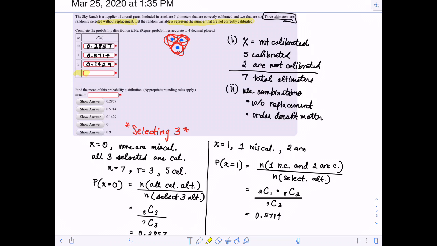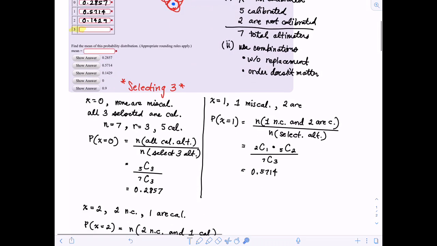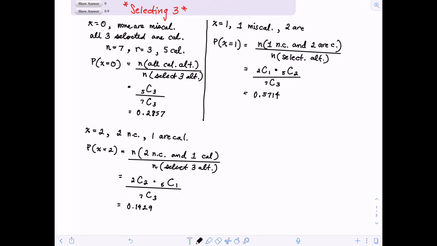The last one is kind of strange. I'm sure when you looked at it, you were like, why? If I wanted to select 3 that were not calibrated, but I only have 2 that are not, right? We said 2 that are not calibrated, but we want 3. Well, that would be what we call impossible. So x equals 3 means that 3 are not calibrated and 0 are calibrated. And what does that mean? That means that the probability that we have 3 not calibrated is impossible because we only have 2. So this means that the probability is 0.